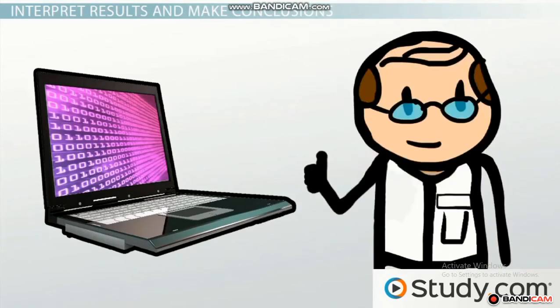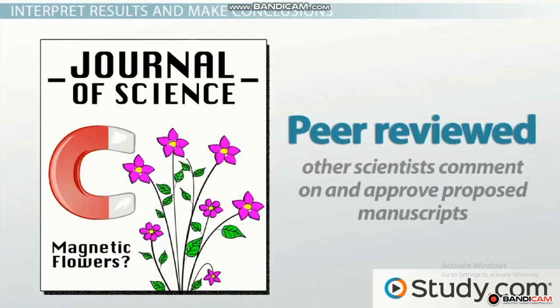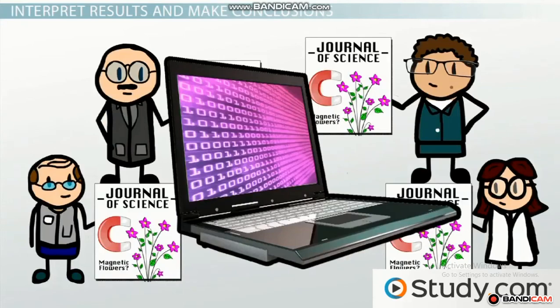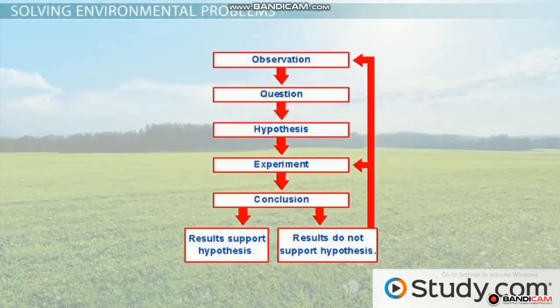Once the scientist has confirmed that the results are accurate, they often publish their work in a scientific journal. Scientific journals are peer-reviewed, meaning that other scientists comment on and approve proposed manuscripts. The publication process is very important to the scientific method because it is when the information gathered from the entire process is made accessible to other scientists and to the public. The scientific method is used in many different fields, but let's examine how you can use it to solve an environmental issue.